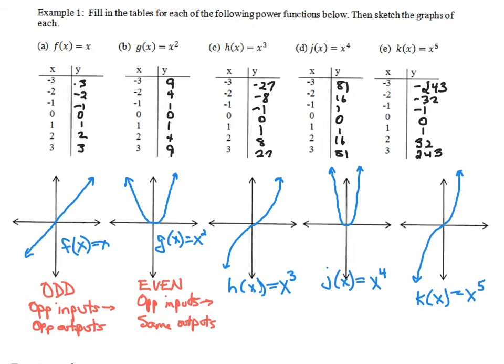So going along the line here, h of x, I notice that opposite inputs give me opposite outputs. So that must mean that this function is an odd function. For j of x, I see that opposite inputs give me the same output, so this one must be even. You're starting to notice a pattern here. And for the last one, k of x is equal to x to the fifth, when I look at the table of values, I also see that opposite inputs are producing opposite outputs. So this function is also odd.